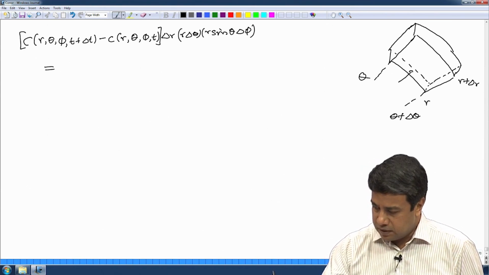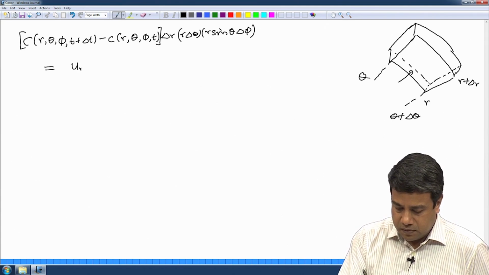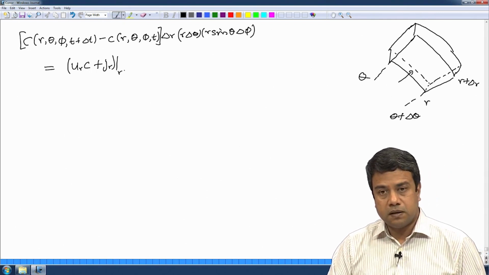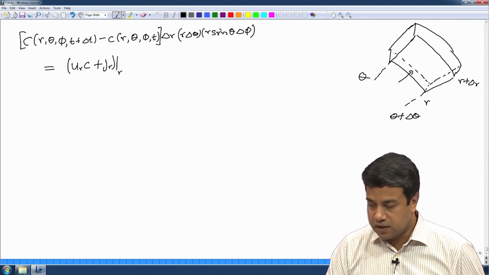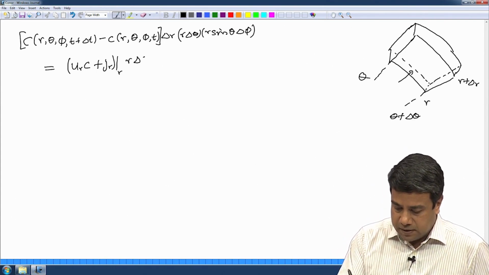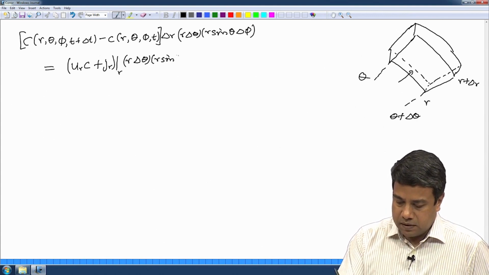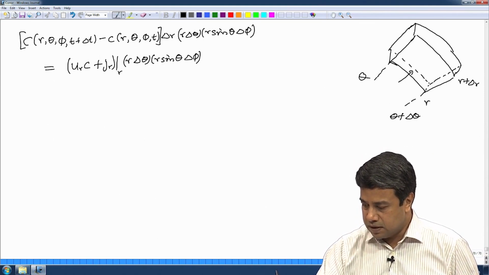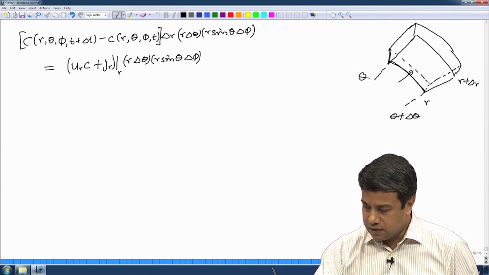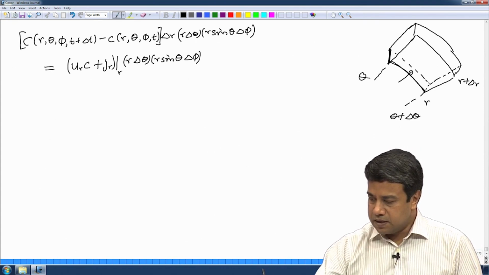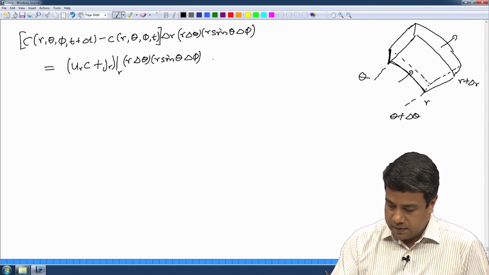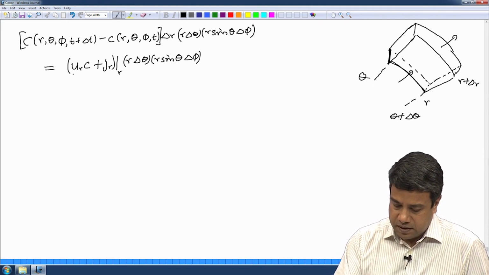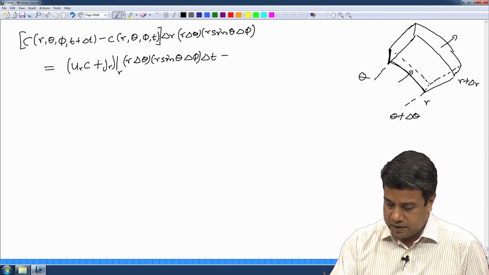So, mass in at the surface r is going to be equal to u_r times c plus j_r, at r, times the surface area. The surface area perpendicular to the r direction I said was r delta theta into r sin theta delta phi. So r delta theta is the length in the theta direction, and r sin theta delta phi is the length in the phi direction, minus the mass out at the location r plus delta r. I am sorry, I should multiply it by delta t as well, because this is a flux times an area times time.